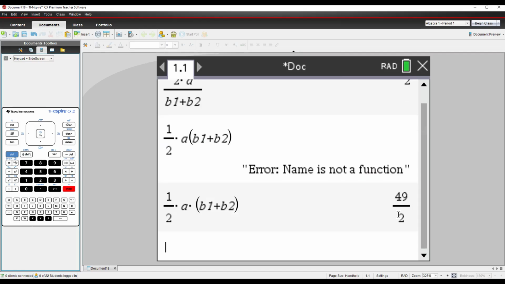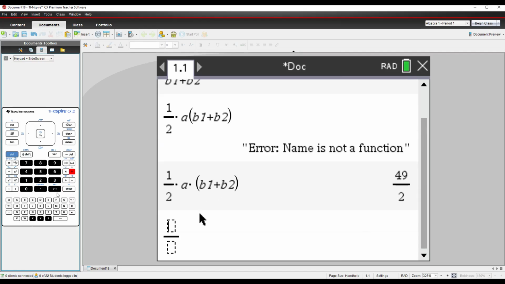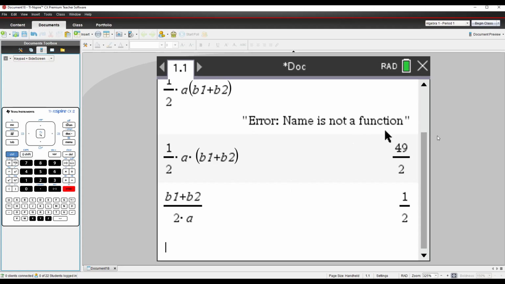All right, it's 49 over 2. That's not 2, so that's not it. Then I'm going to do one more. I'm not going to do them all. I'm going to do control divide, and then number 3. So this is going to be (b1 plus b2) over 2a. Boom, it's 1/2. That's not it.